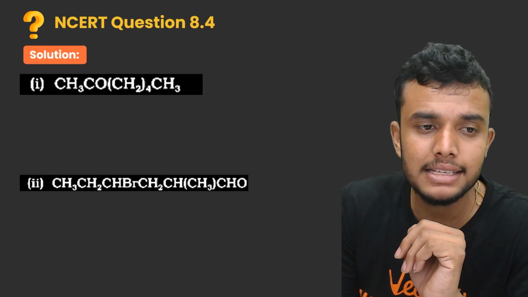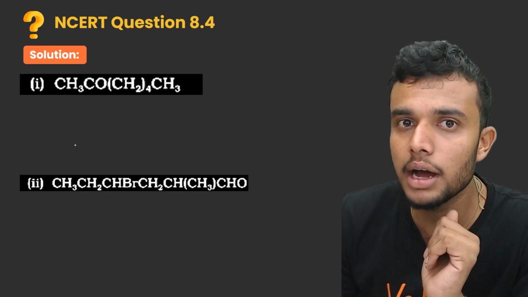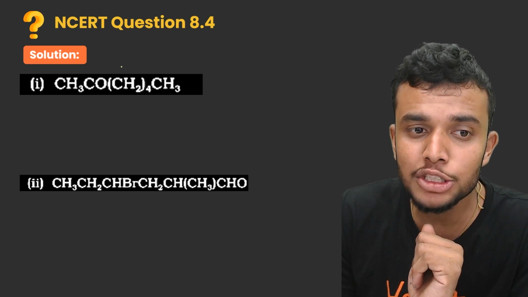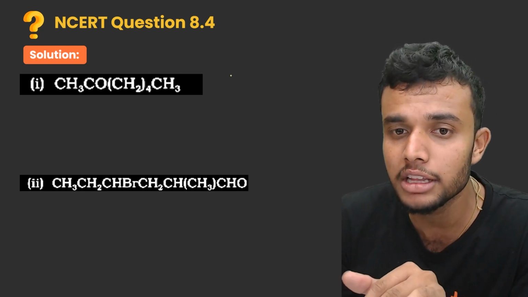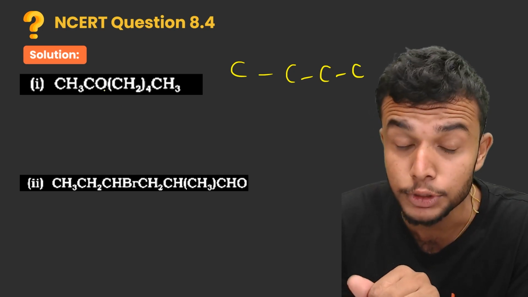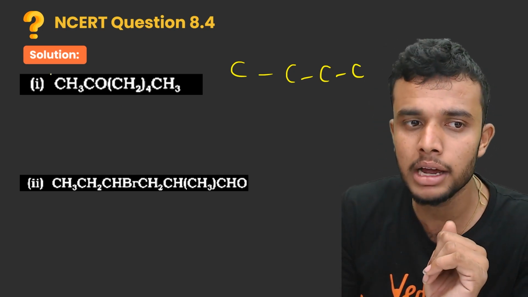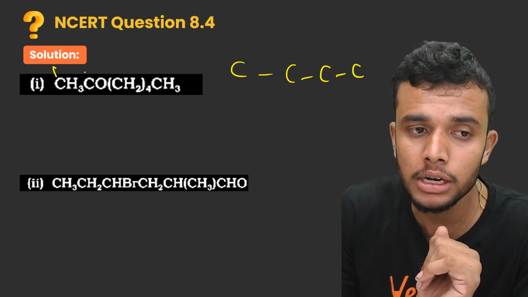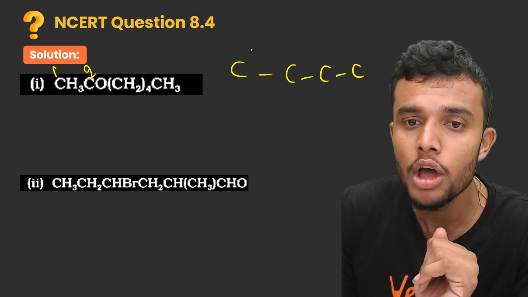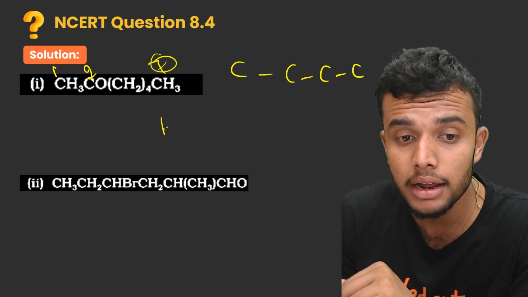The first one is CH3CO(CH2)4CH3. First we need to count the carbon atoms. Okay. (CH2)4 is nothing but a 4 carbon chain, students, not a substituent group. It is also considered as parent carbon. Okay, that's why the total number of carbon, how many total number of carbon is there in this compound? 2, here 4, 6 and 7. 7 carbons. 7 is nothing but heptane, right?